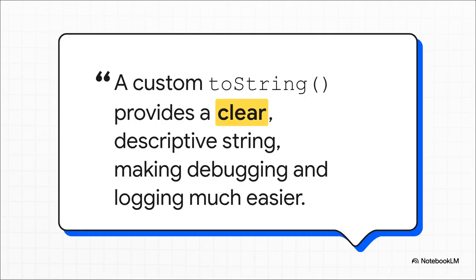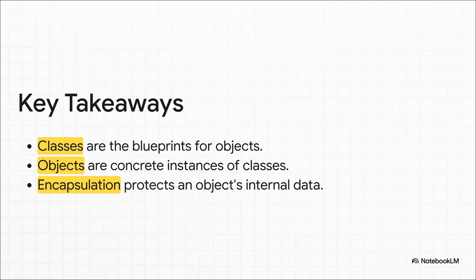And the result is a massive improvement. I mean, look at that. Instead of some cryptic address, you get a clean string telling you exactly what that object is at that moment. This simple change can make hunting down bugs about 1,000 times easier. So let's do a quick recap of the big takeaways here. Classes are the abstract blueprints. Objects are the real, concrete instances we build from those blueprints. And encapsulation is that vital principle of bundling data and methods together and using access modifiers to protect an object's internal state from the outside world.